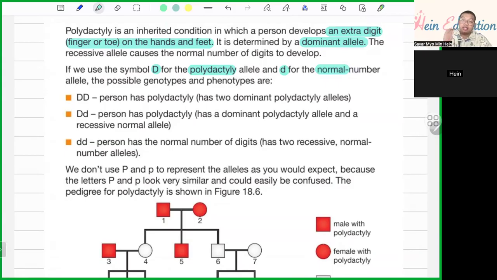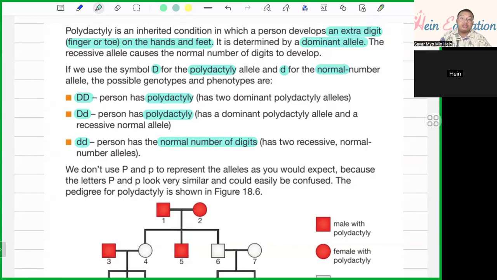Capital D means it's the dominant character. Small d is for the recessive character. So capital D, capital D, capital D, small d, and small d, small d: capital D, capital D and capital D, small d will have the extra digit, and small d, small d will have the normal number of digits.